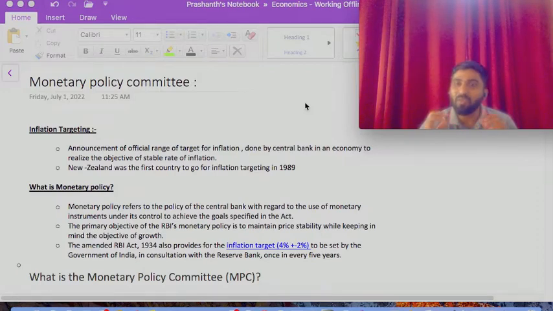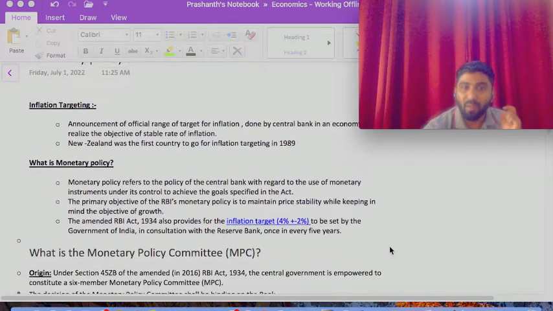If we are trying to reduce inflation, then growth will be impacted. We have also seen that employment is related to inflation. So that is the primary objective of monetary policy. Where does this come from? It is available in the RBI Act of 1934, which was amended as late as 2016, wherein the inflation target has been specified as 4% with a plus or minus 2% offset. So this is all about monetary policy.